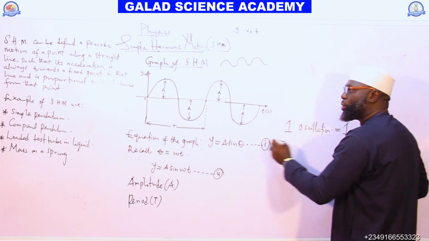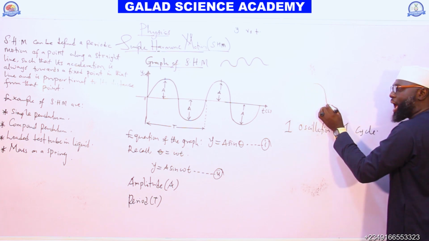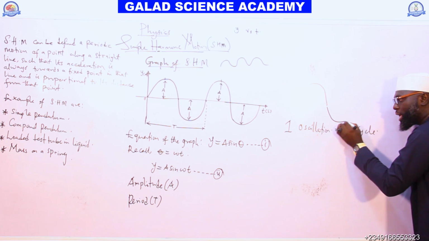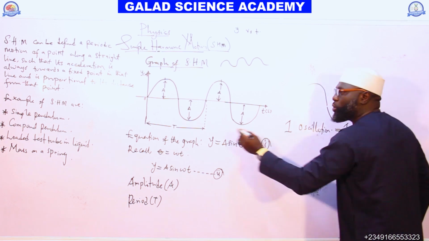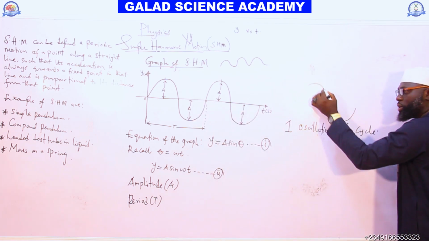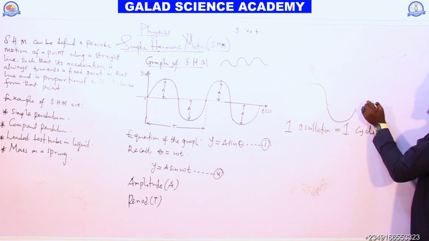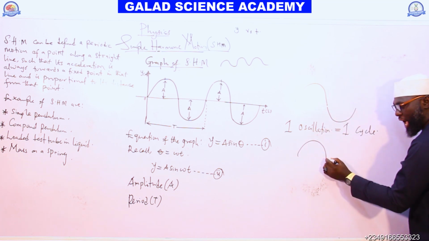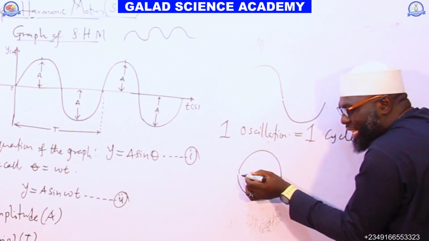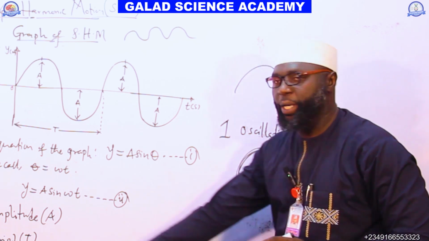If you look at this now, from here to here, this is half of a circle, abi? This is a semicircle. Then from here to this place is another half of a circle. If you combine them together like this, put this half here, it will form a circle. So the time taken to complete one circle is called period.